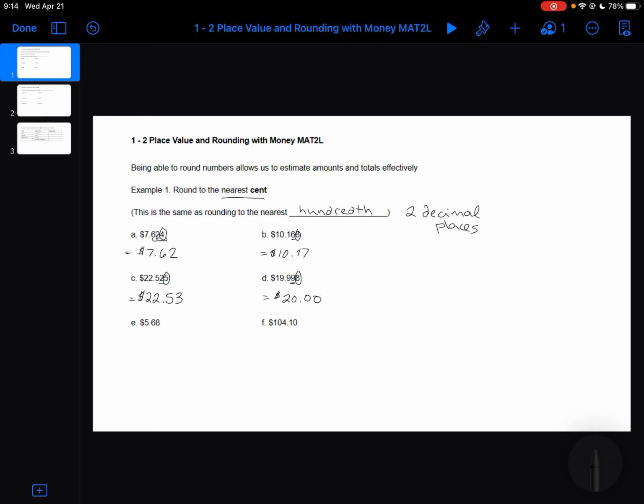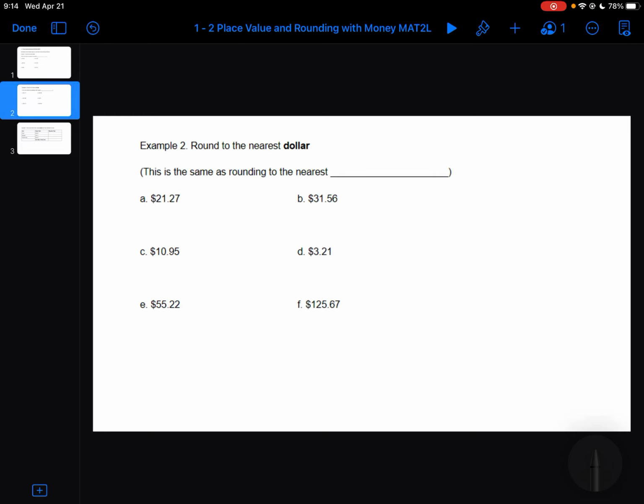Here, I've got 5.68. This one is already rounded. And then this one is also already rounded. Okay, so as long as they have 2 numbers after the decimal point, that tells you the correct number of cents. So let's do another example here.